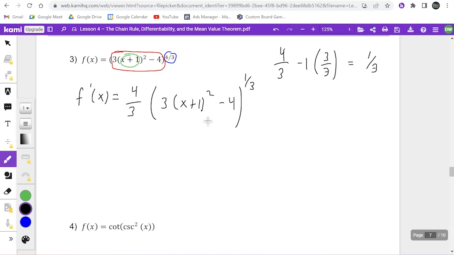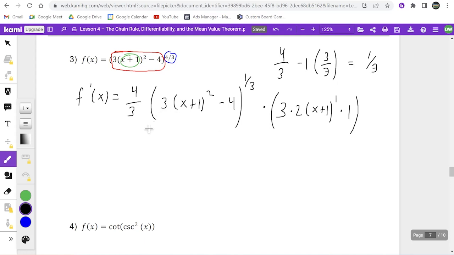Anyways, that's the outer rule. Next, we have to deal with the middle rule. The middle rule is, and I quote, 3, because it's a coefficient, times power rule on that 2. Bring the 2 out in front. It is then x plus 1 to the first power. And now here's the derivative of the innermost rule. It's times derivative of x plus 1, which I believe is just 1, because derivative of x is 1 and derivative of plus 1 is 0. And then the derivative of the minus 4, that's 0 as well, because of the constant rule. So that should be it.